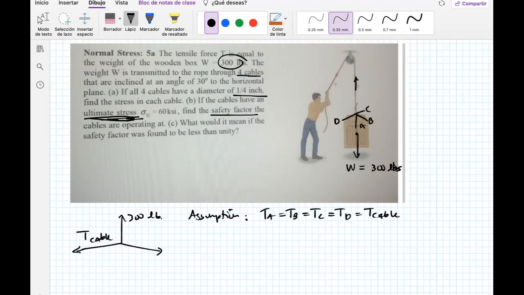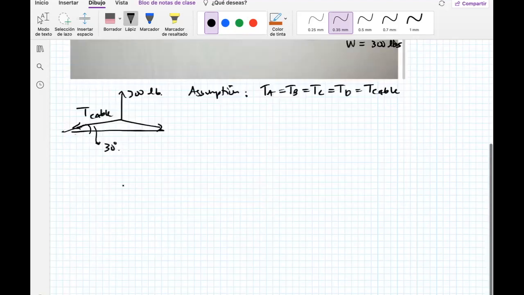They are telling me something else: 30 degrees from the horizontal. Maybe you can see that the top of the box is the horizontal plane, so I can see something like that. This one would be my 30 degrees. That's kind of the idea. Maybe I can do this in a better way. This is my cable. This is the point where the rope is pulling up with 300 pounds so that I can lift the box. Here I have my 30 degrees, and I have this tension.